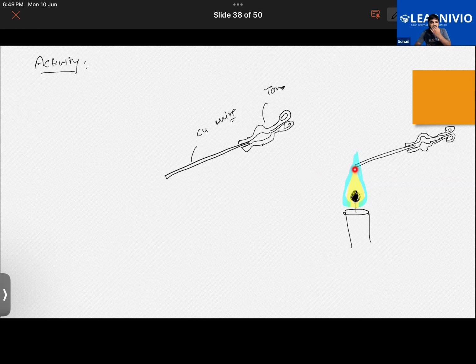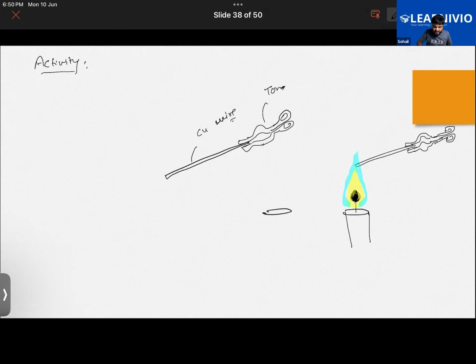We will observe that the part of the copper wire which is in the outermost zone of the flame will become red hot. So what does this tell us? This tells us that the outermost non-luminous zone of this candle flame has the highest temperature. Or in other words, the non-luminous zone of a flame is the hottest part of a flame. Are you guys getting it? Yes, sir.